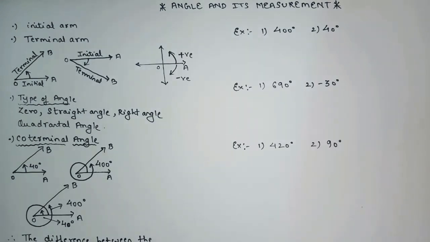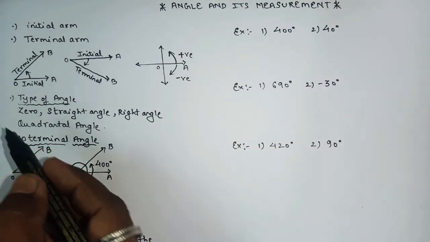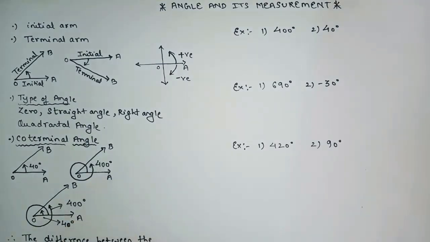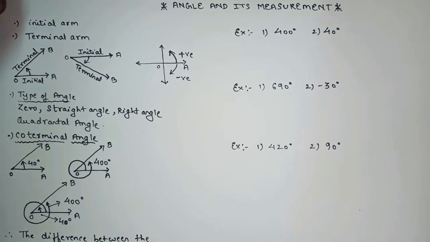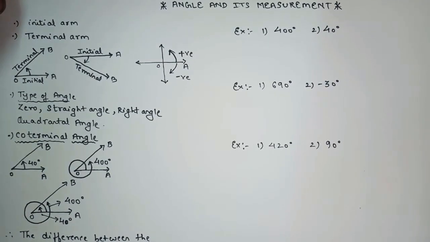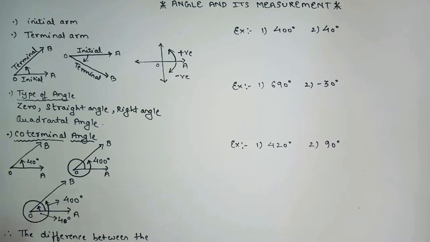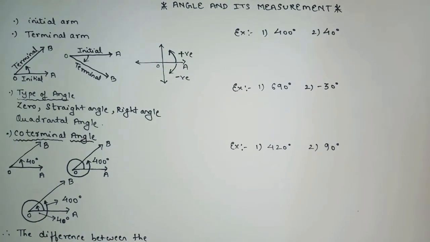So let's see. I hope you all know what is zero angle, straight angle, right angle. But I guess some of you don't know about the coterminal angles. You might have heard the name but don't know the definition of coterminal. So let's see the definition, and then we'll see some examples based on that.